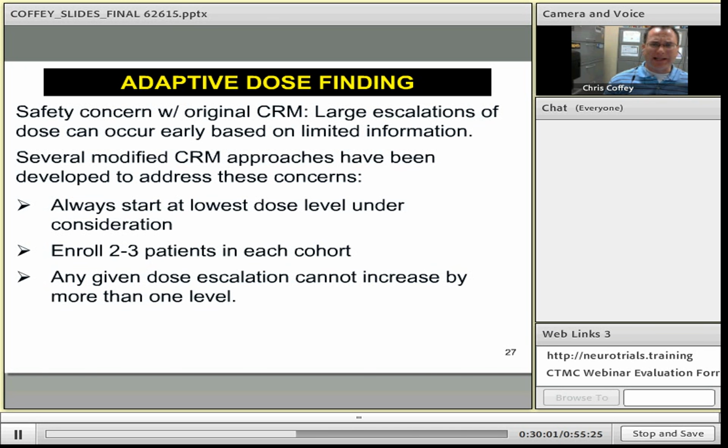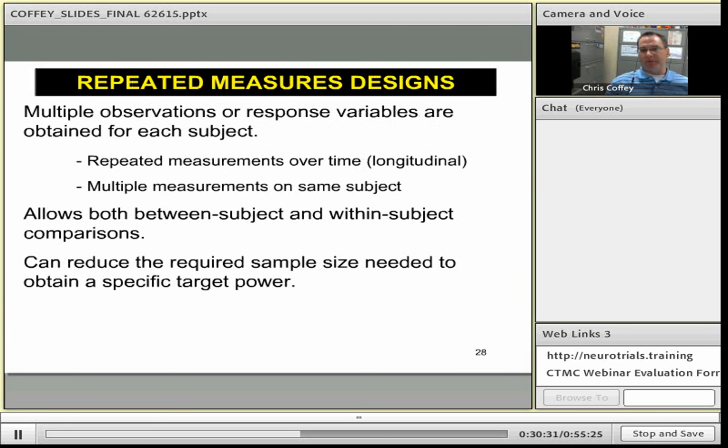What that really does is, in some ways, what's done now, although I don't know if it's necessarily called as such, it's almost like a morphing between the 3+3 and the CRM. We tend to start at the lowest level, treating cohorts of 3. As long as we don't see any DLTs, we're going to keep moving up, and it's basically the same as you would move up if you were doing the 3+3 design. But once we observe our first dose-limiting toxicity, then we deviate from what you would do in a 3+3 design and use the model-based approach from the CRM to determine how to treat future cohorts of subjects.